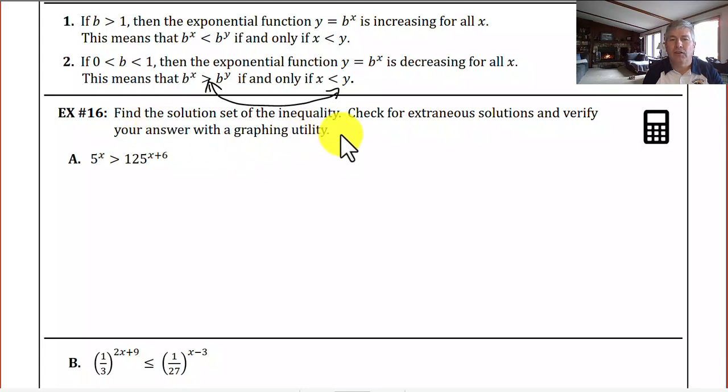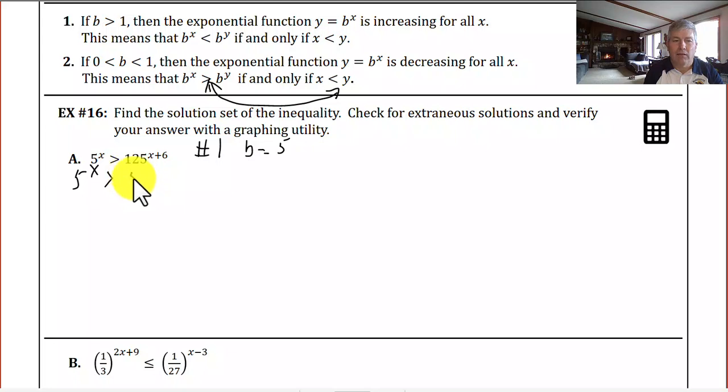Find the solution set of the inequality. Check for extraneous solutions and verify your answer with the graphing utility. So we have 5 to the x is greater than 125 to the x plus 6. We're going to use our rule number 1 here because our base is going to be 5. So we're going to rewrite this in base 5.